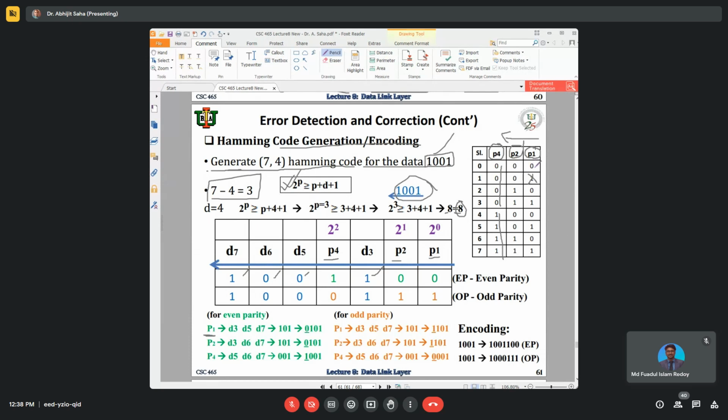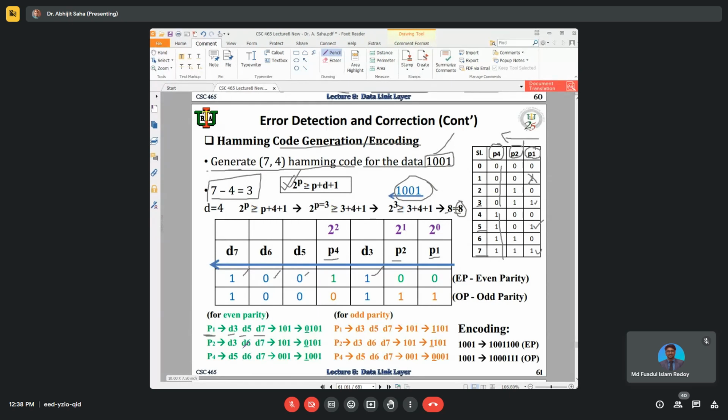Okay, so for P1, next you find the positions. This one is the 3rd position, this one is the 5th position, and this one is the 7th position. So the ones you have are 3, 5, 7. So you write D3, D5, D7. Is it clear?